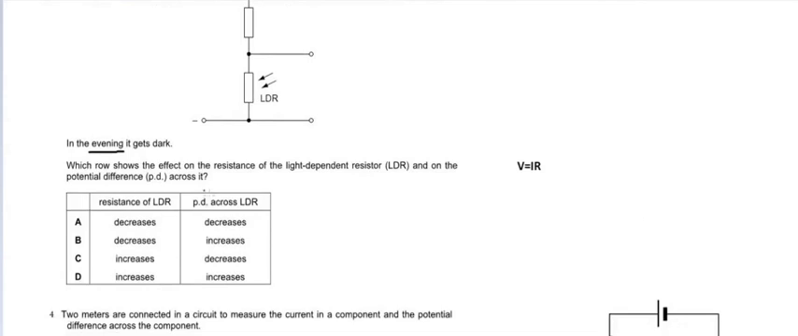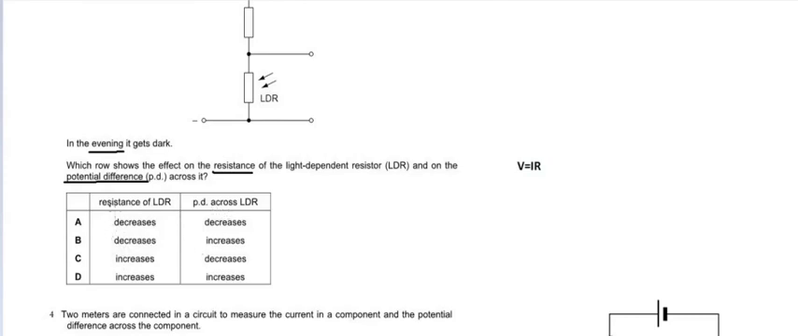So we need to find out what happens to the resistance and the potential difference across this light dependent resistor. So in the evening, what happens? First of all, we know the resistance will go on increasing, okay? Because as the intensity of light increases, the resistance of the LDR decreases. Okay? So you can see that there are four options, and here in the column A it is the resistance, in the column B it is the potential difference.